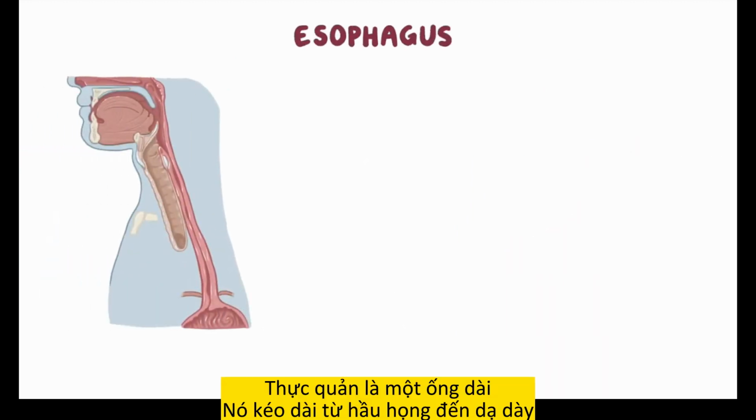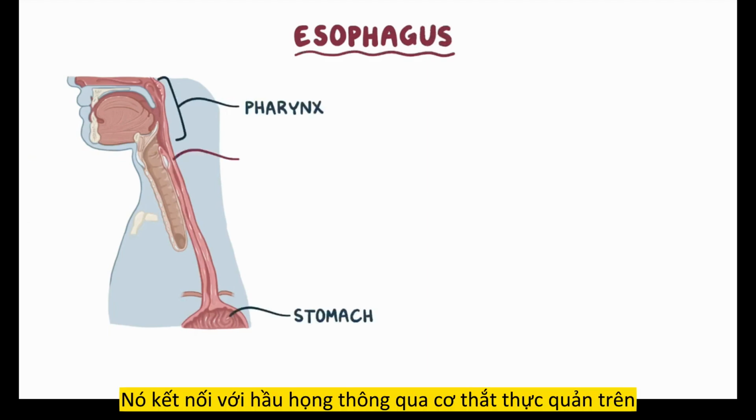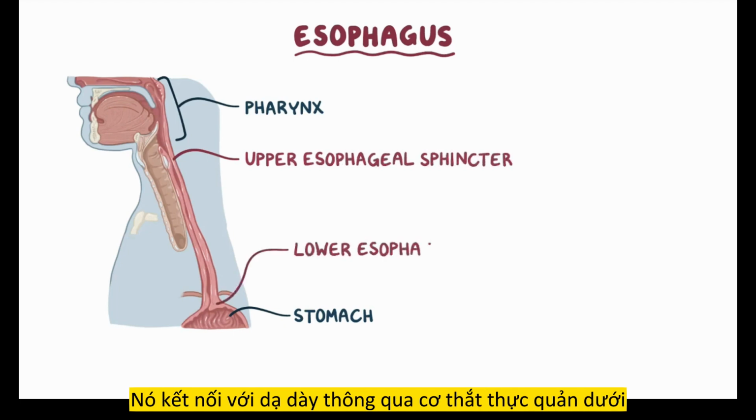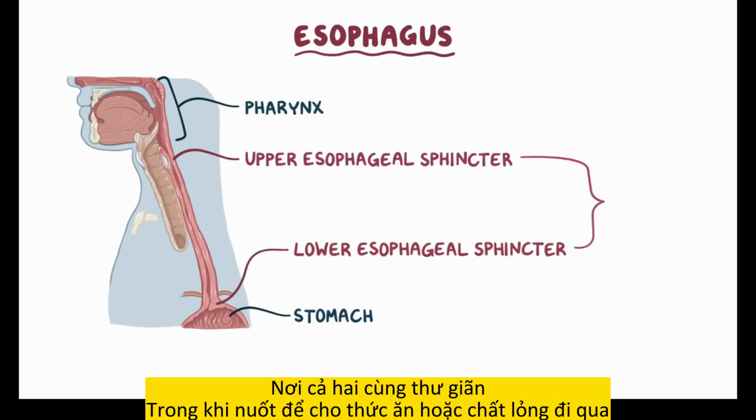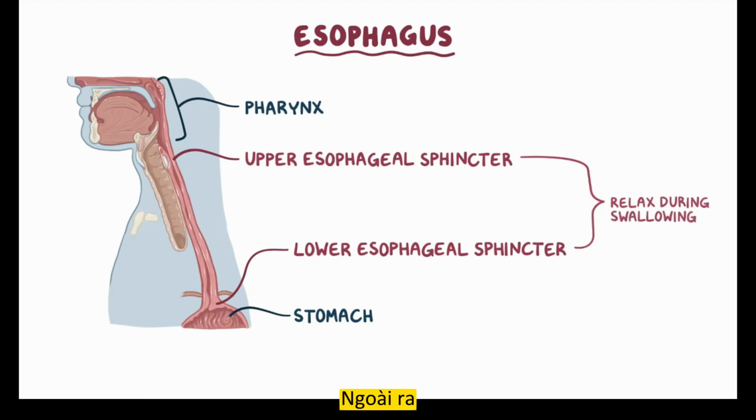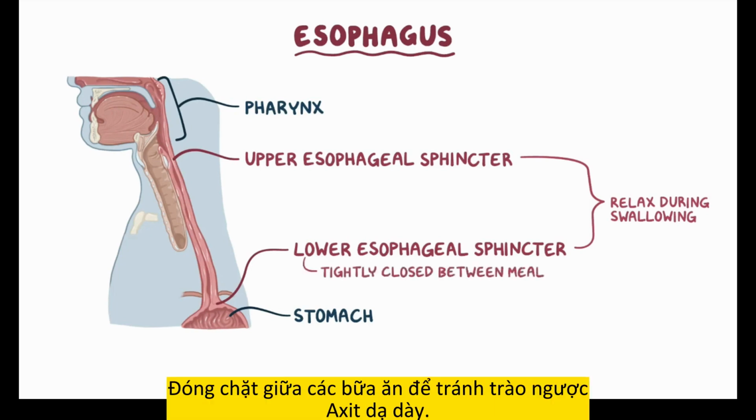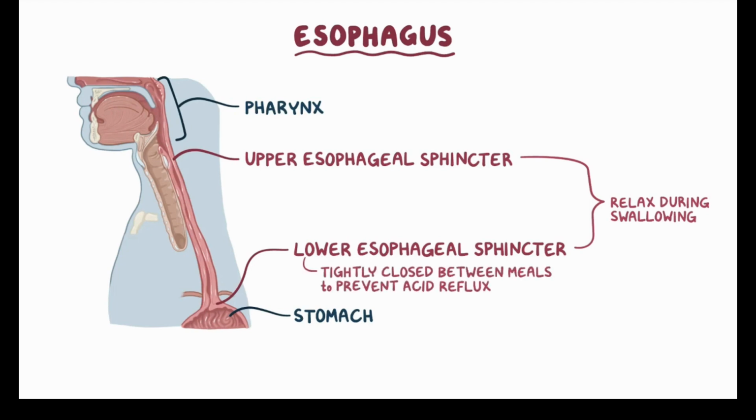The esophagus is a long tube going from the pharynx to the stomach, and it's connected to the pharynx through the upper esophageal sphincter, and to the stomach through the lower esophageal sphincter. Both relax during swallowing to allow the passage of foods or liquids. Additionally, the lower esophageal sphincter is tightly closed between meals to prevent acid reflux.